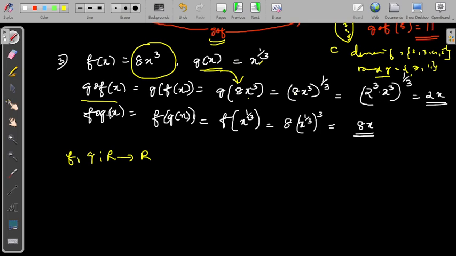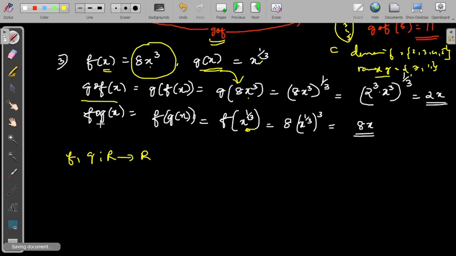f composite g of x is equal to f of g of x, where g of x is x to the power 1 by 3. Now compare these two. In the place of x you have x to the power 1 by 3. So substitute here 8 into x to the power 1 by 3 whole power 3. So 3 cancels, you will get 8x. That is the value of f composite g of x.